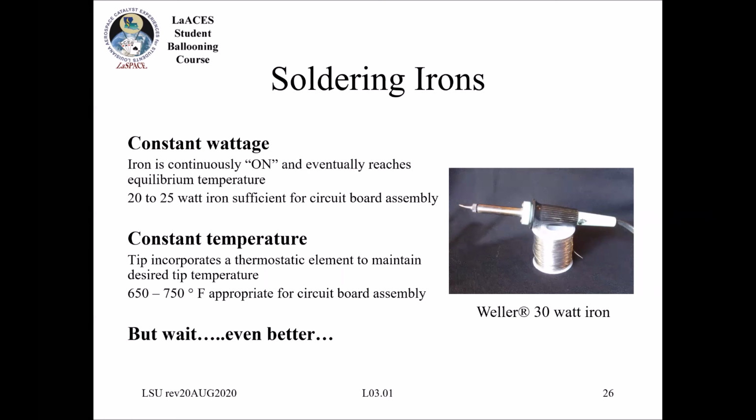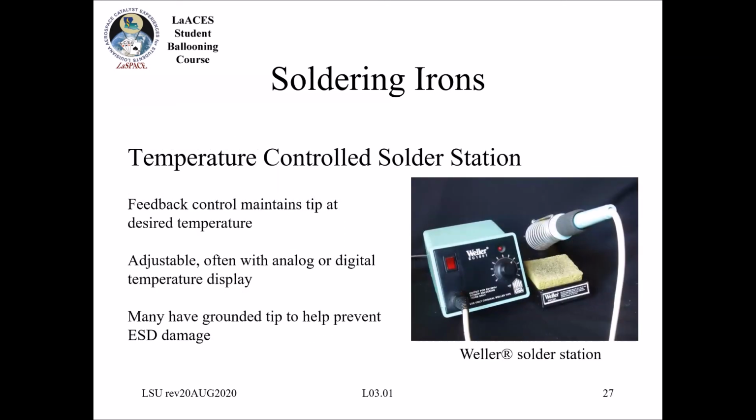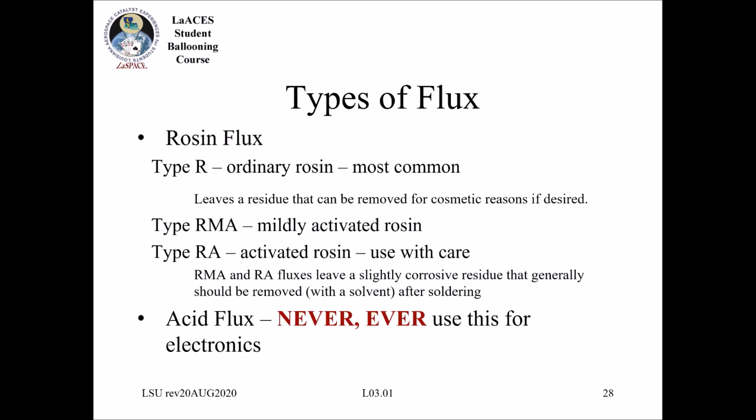And that's a good range that they're putting there, 650 to 750 degrees Fahrenheit, which is appropriate for circuit board assembly. Apparently there's something really great on the next slide, because it says even better is a temperature controlled soldering station, which allows you to set the temperature range and keep it at the desired temp. It's adjustable with the analog dial, which is the one we're going to be using tonight. Or if you have a fancy one, it has a digital display, which is also really nice. They also have a grounded tip to help prevent ESD damage. So that's what it looks like. That's what we'll be using. Maybe you have one now in front of you.